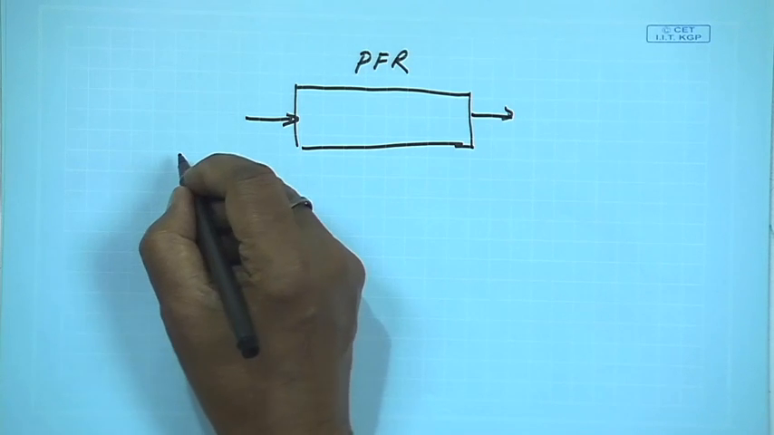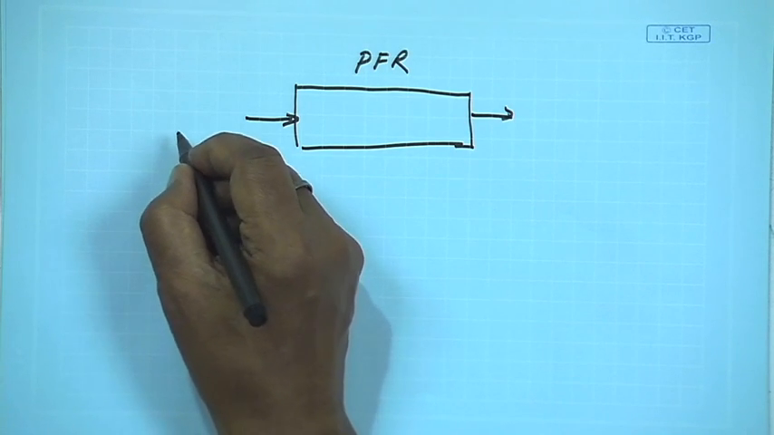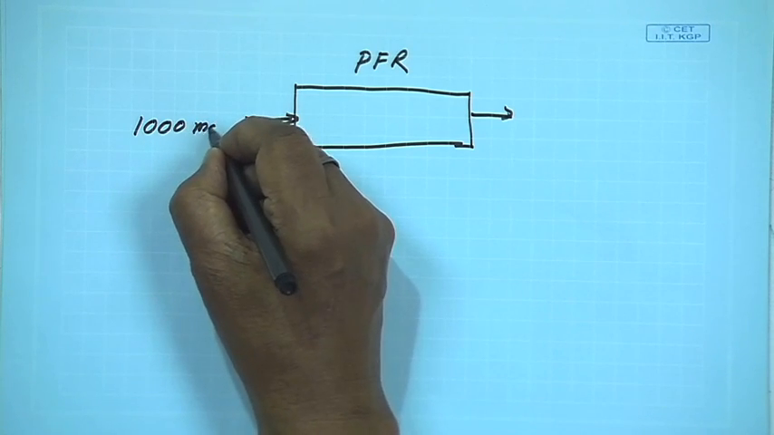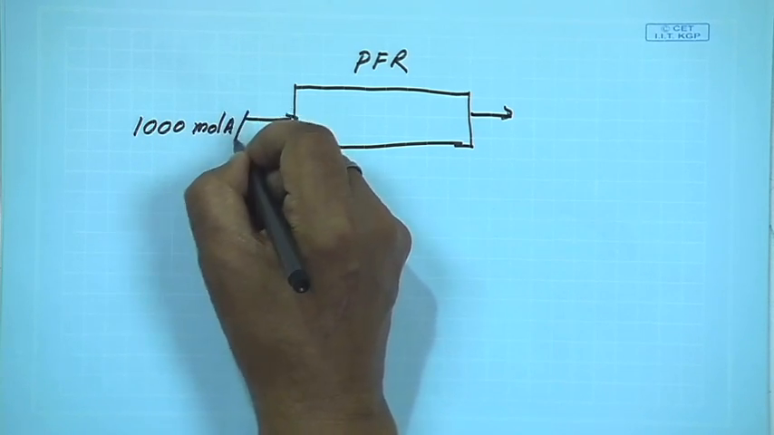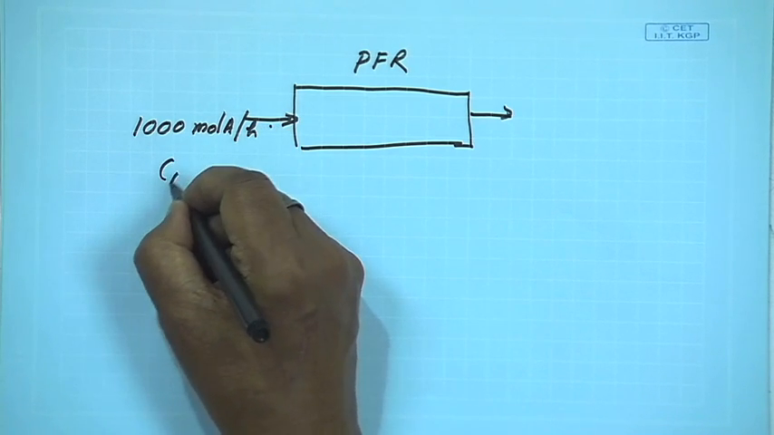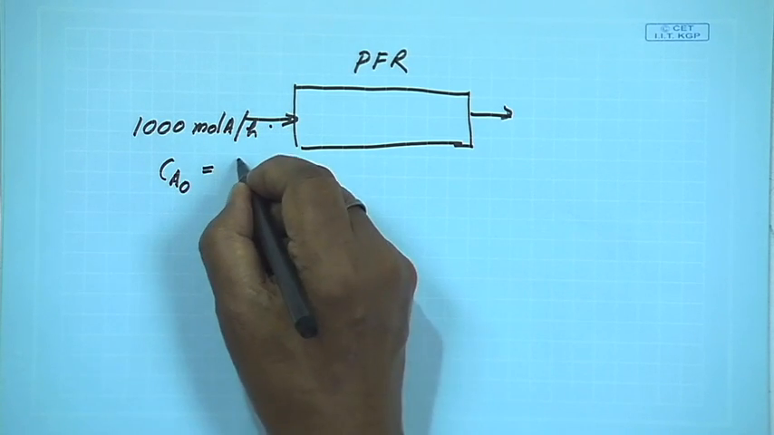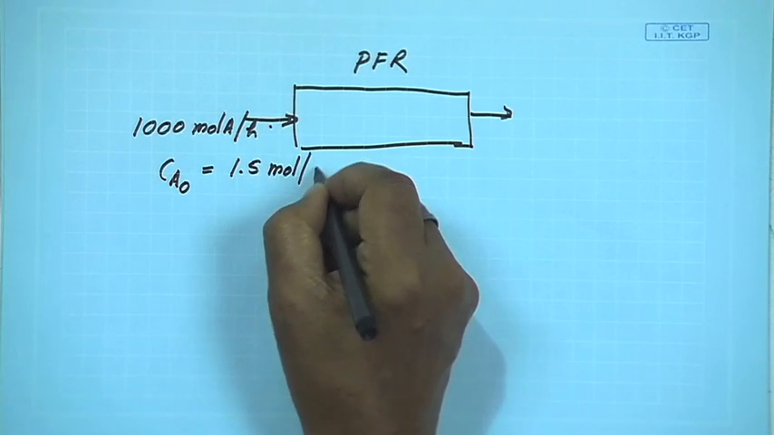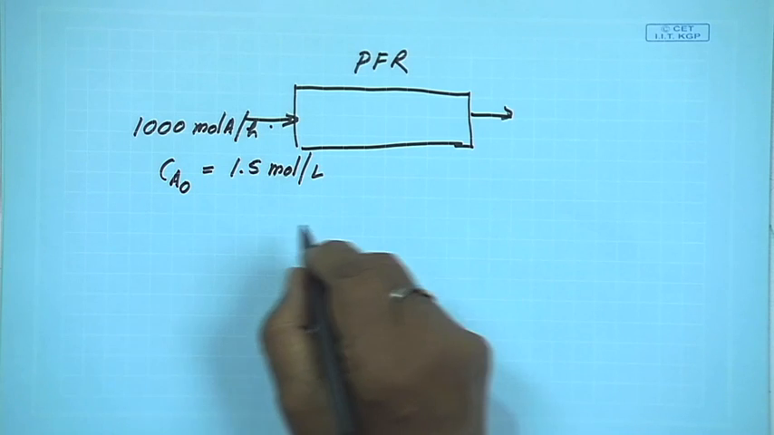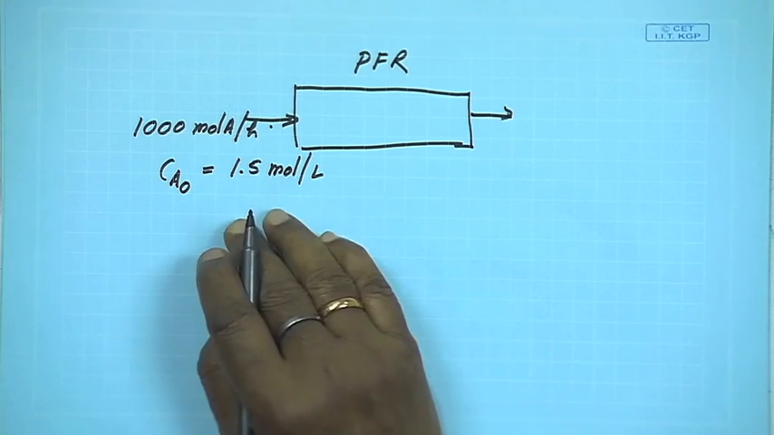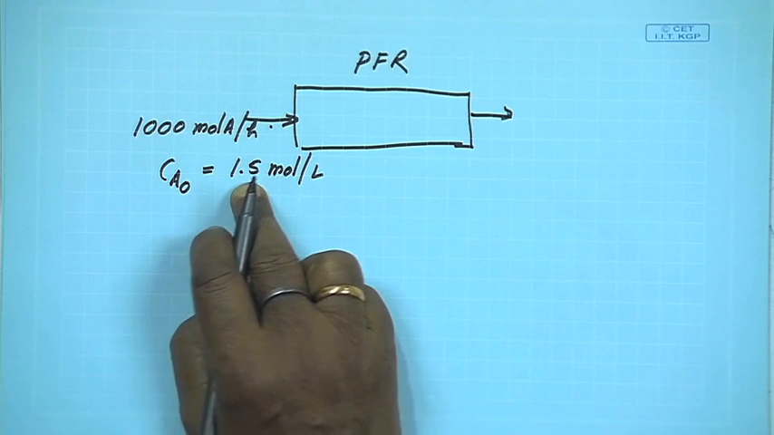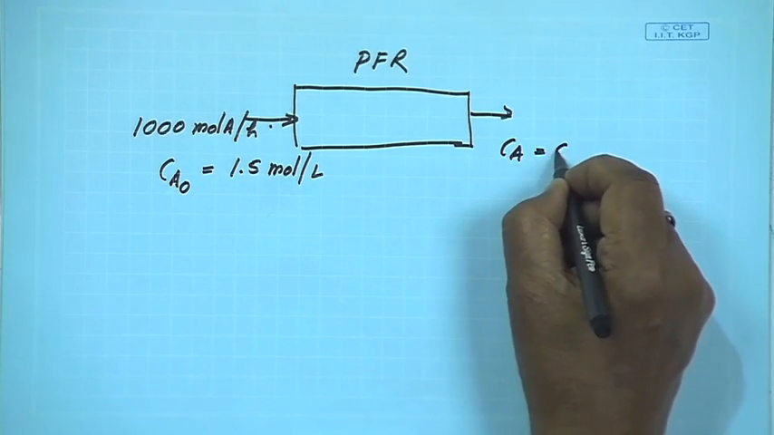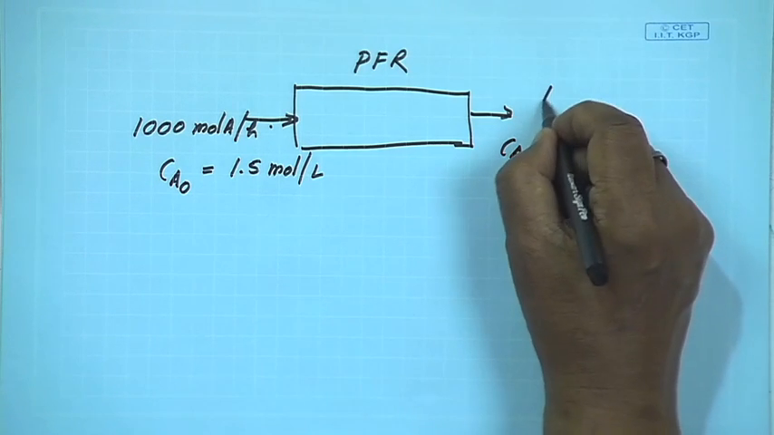Now what is the initial concentration that we have? This is 1000 mole of A per hour, and Ca0 is equal to 1.5 mole per liter. Now 80% conversion means 20% will remain. So if you multiply it by 0.2, then Ca will be equal to 0.3. Am I right? And here this will be same.